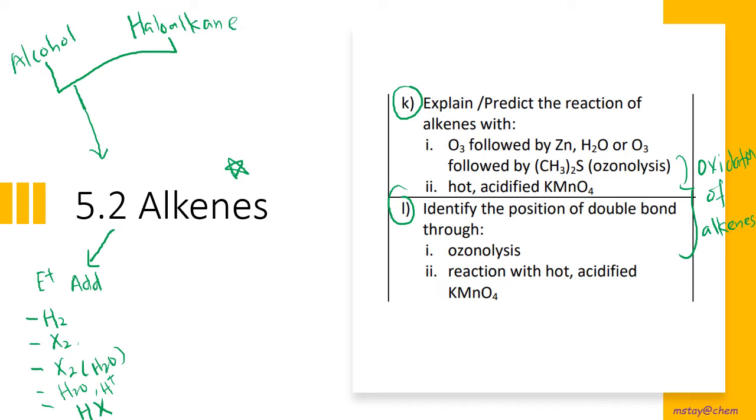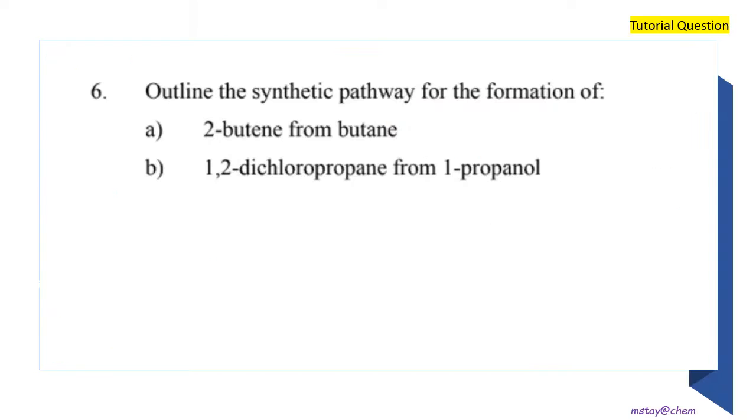In this video we will focus more on the oxidation of alkenes, where we react with ozone or hot acidified KMnO4. These are the two conditions. Before we continue with the oxidation of alkenes and the chemical test, maybe we can look at tutorial question 6b, as in the last few videos we only discussed question 6a.